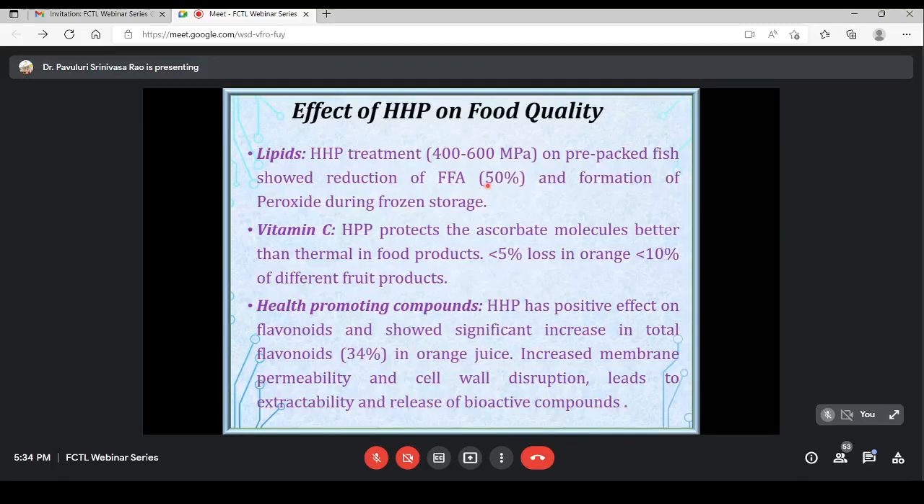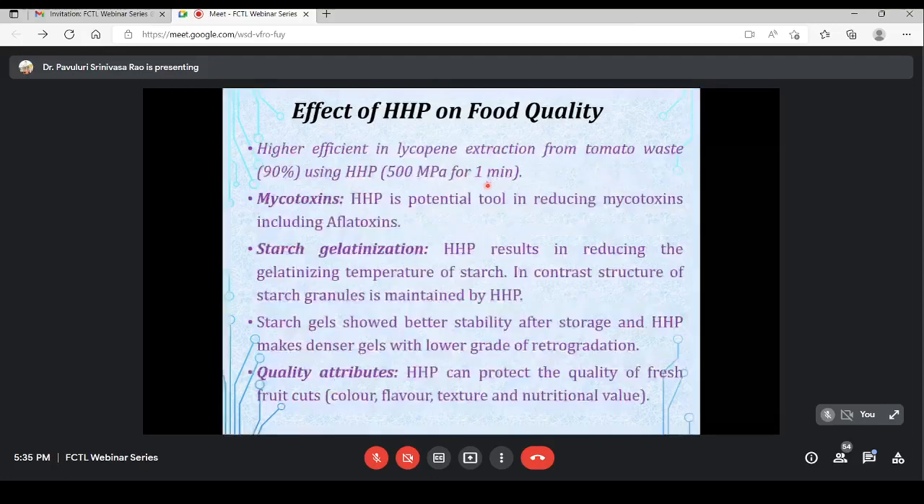Whereas in case of health promoting compounds, HHP has a positive effect on flavonoids and sometimes even showed a significant increase in total flavonoids, like 34% more in orange juice. This is basically because of the increased membrane permeability and cell wall disruption that lead to extractability and release of bioactive compounds. Thus, you are able to estimate a higher amount. Otherwise, it could not have been possible to get a complete extraction.